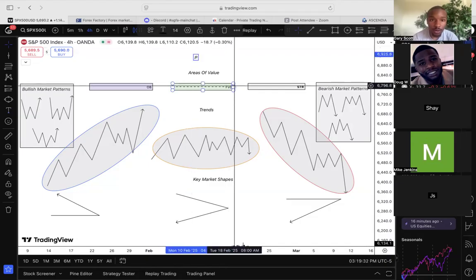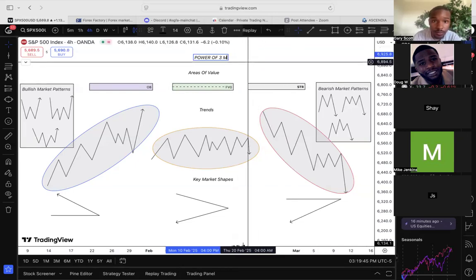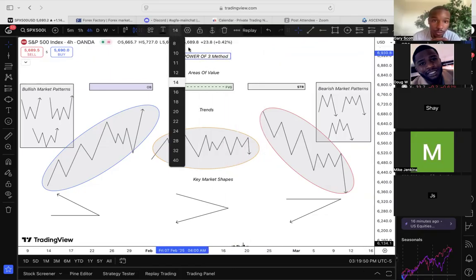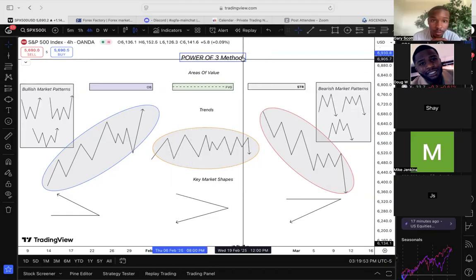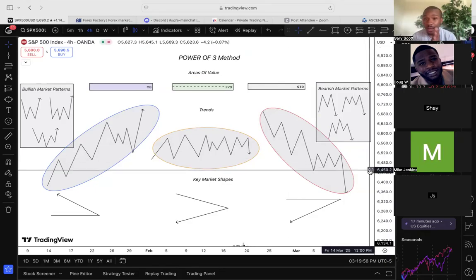The power of three method. This is what I call my method. This is how I found a way to simplify the market, I believe, for anybody that's looking to get into trading. And the reason I call it the power of three is because there's three key things for everything that's in the market.